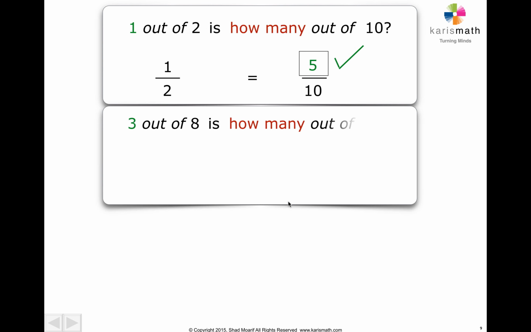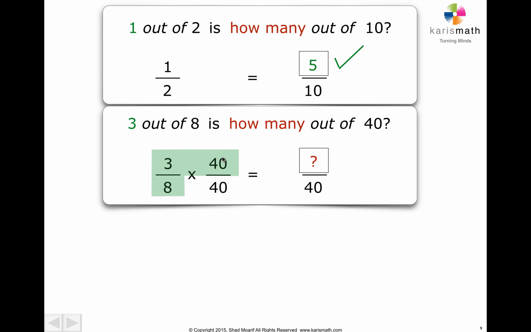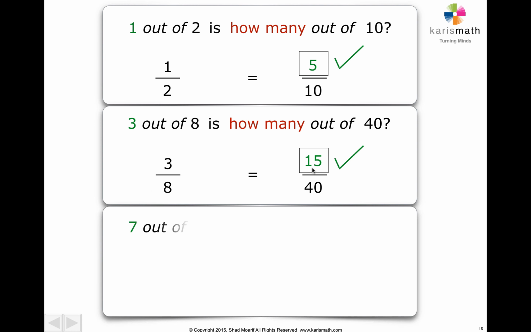Here's this one. 3 out of 8 is how many out of 40? You're being asked, 3 out of 8 is how many out of 40? So if you multiply it by 40 out of 40, leave this alone, don't touch, just do 3/8 times 40, and we get 5. 5 times 3 is 15. That's 15 out of 40. And so the answer is 15 out of 40. You see how easy it is? It makes life so much easier. You can work any fraction.